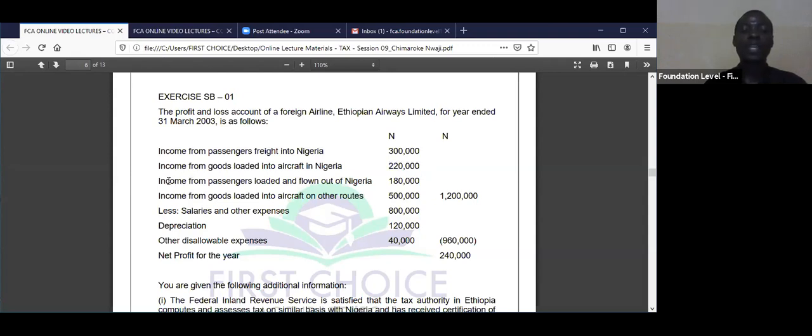Now come here again and say income from passengers loaded and flown out of Nigeria. That means it must have originated in Nigeria. That means 180 is a Nigerian income. Then we come here, income from goods loaded into aircraft on other routes. This is not a Nigerian income. So you mark this bad. So we have identified two incomes that are Nigerian income. We have that of 220 and that of 180. What would that give you? 400. So 400,000 naira is Nigerian income. So out of 1,200,000, 400,000 is Nigerian income.